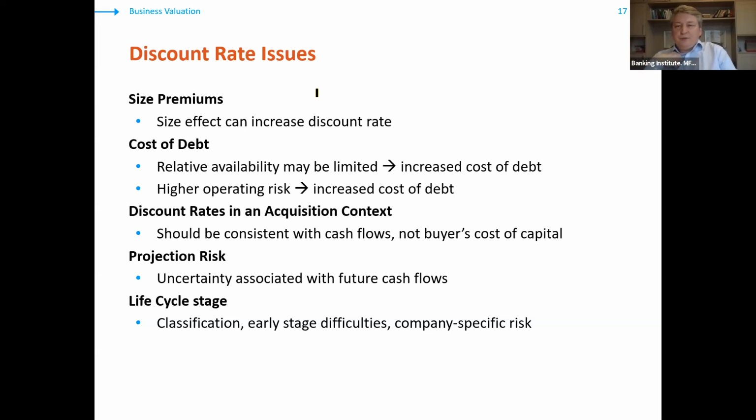Why do we use size premiums? Because if I calculated my discount rate for a public company or for the public market, then I should take into account that this public market consists of large companies. Those large companies are stable. They are more predictable. I have less risk with those companies. But with a smaller company, I have more unpredictable future cash flows. I have more risk, and because of that, the cost of equity should be higher, right?